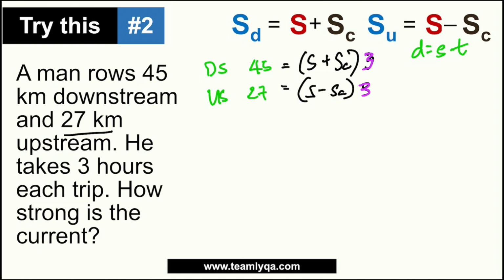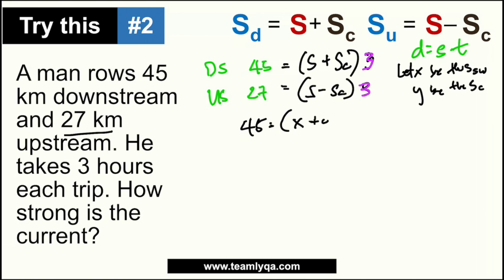Okay? Now again, gagawin lang natin, di ba, and a lot of teachers require this. Sabihin natin, let x be the speed in still water. Tapos let y be the velocity of the current or the speed of the current. We can put it like that. So, i-rewrite natin ito. Okay? This will be 45 is equal to x plus y times 3, yung quantity na yan. Tapos we have yung upstream as 27 is equal to x minus y times 3.